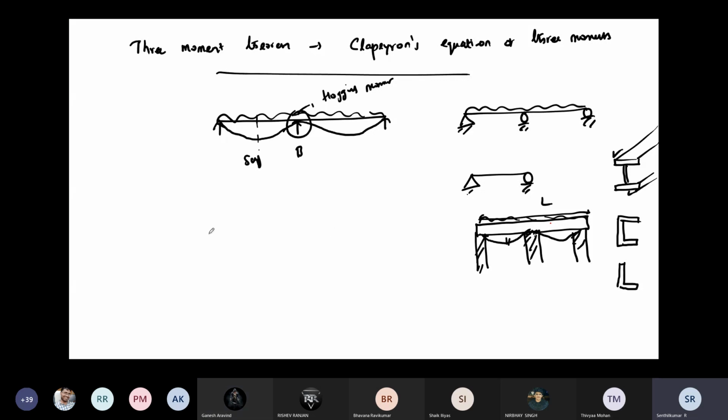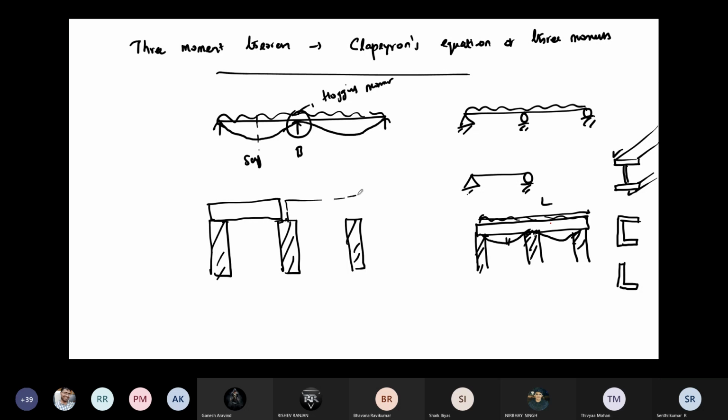In the same way, another option, with the same columns, I'm trying to draw two beams. They are simply supported. When any load is applied, they will try to bend like this, and like this. You won't have any moments. It's a beam just split into two.